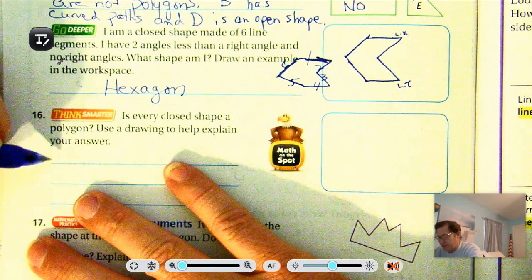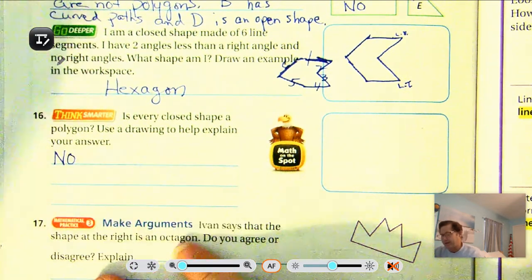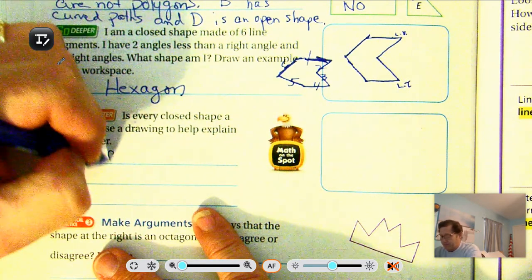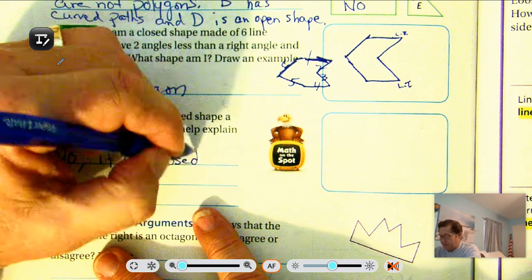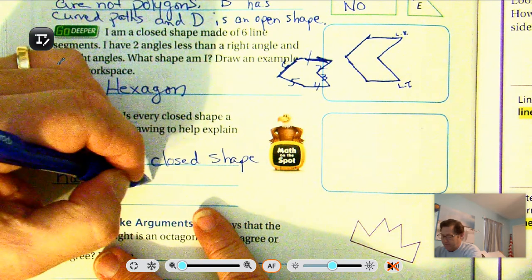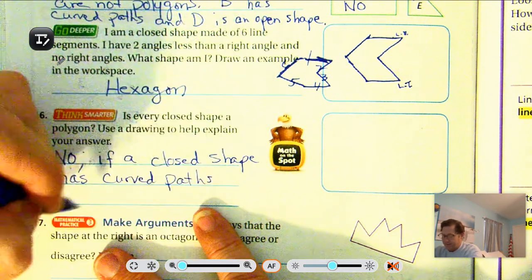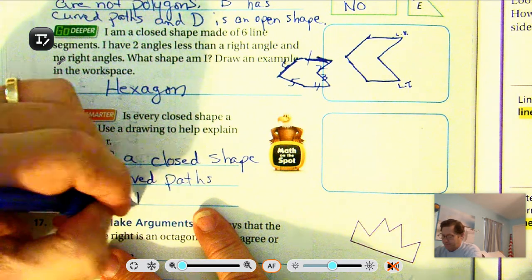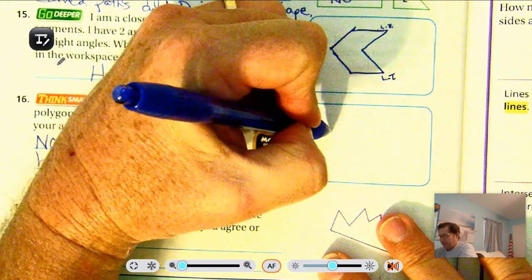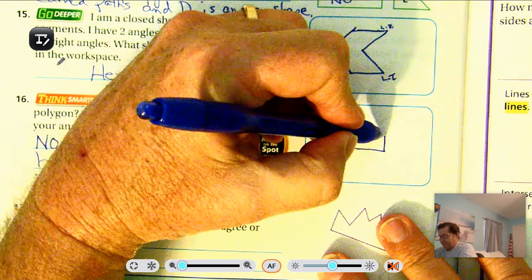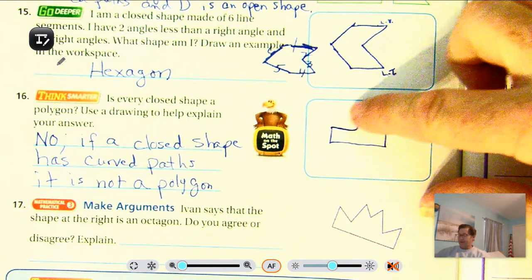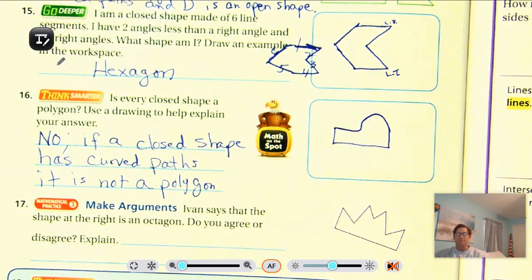16. Is every closed shape a polygon? Use a drawing to explain your answer. No. Every closed shape is not a polygon. If a closed shape has curved paths, it is not a polygon. Okay, so we can do something like this. Okay, this part here, because it's curved, makes that not a polygon.